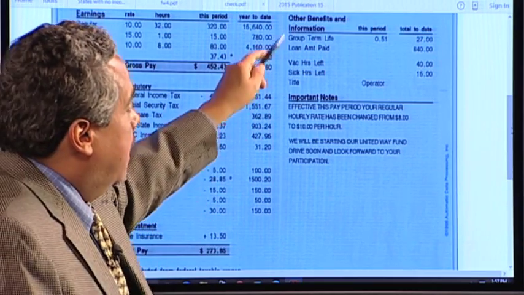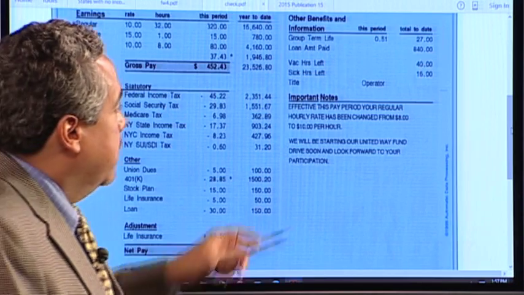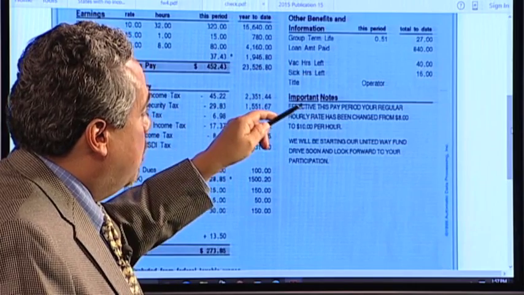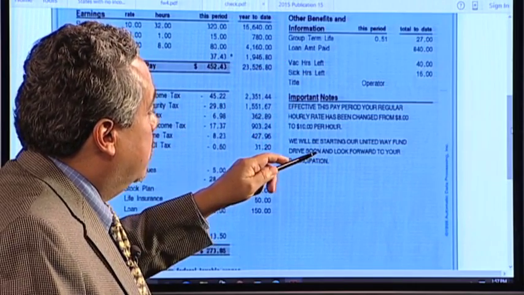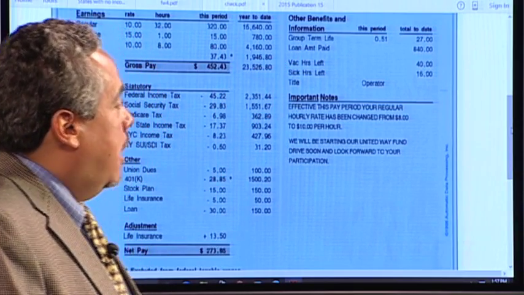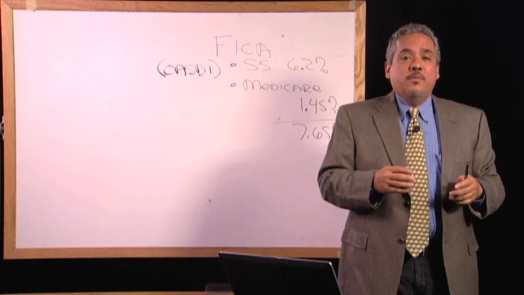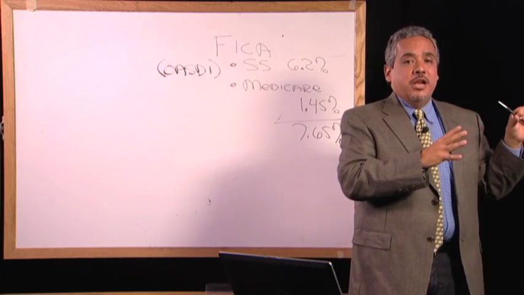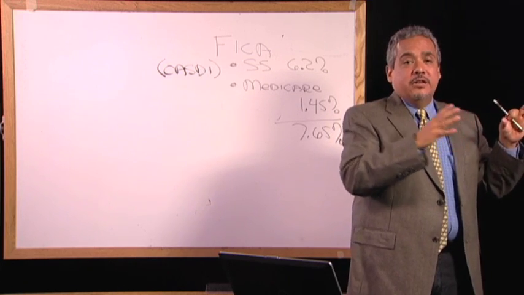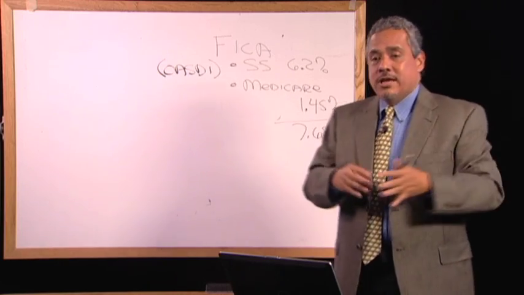Then we have other benefits that you might be involved in. Group term life. In this situation, this individual borrowed some money, so they're paying back a loan, and then you might have vacation and sick hours and how many you have left. So this is a good illustration of a sample paycheck. Like I said, yours could have more or fewer deductions.